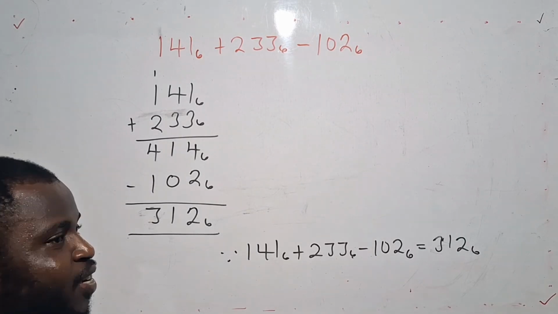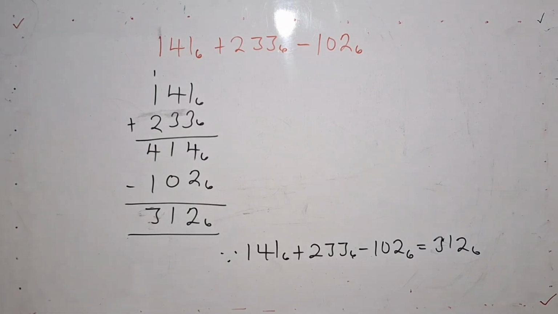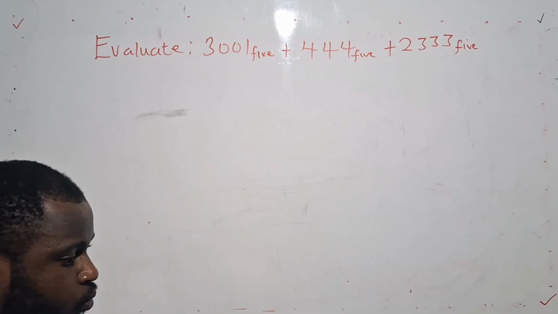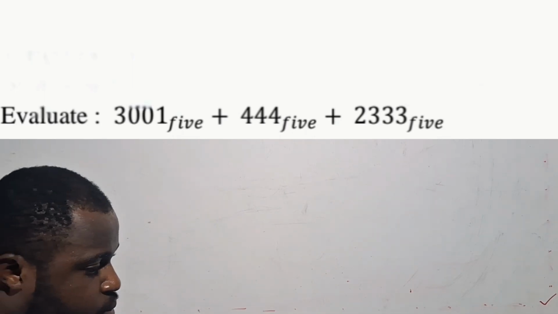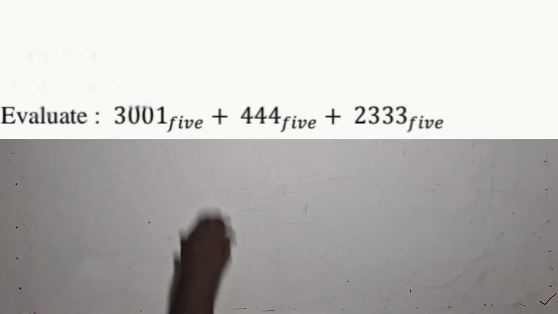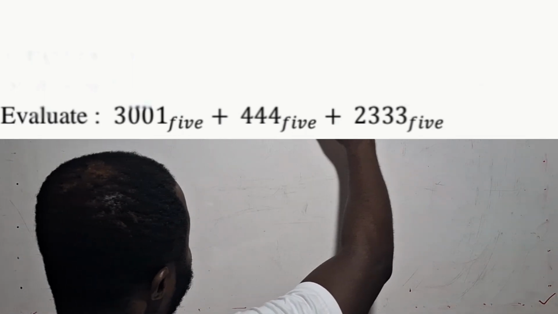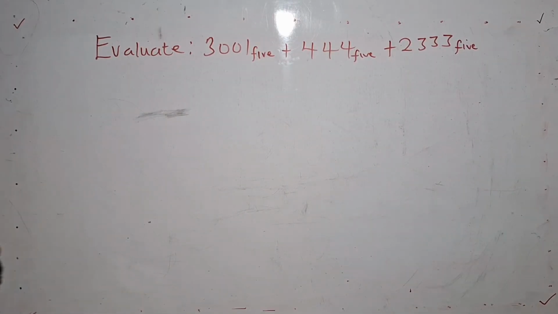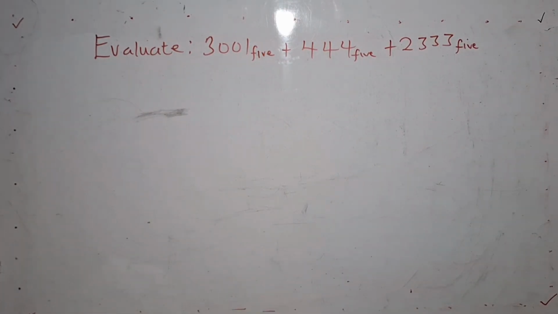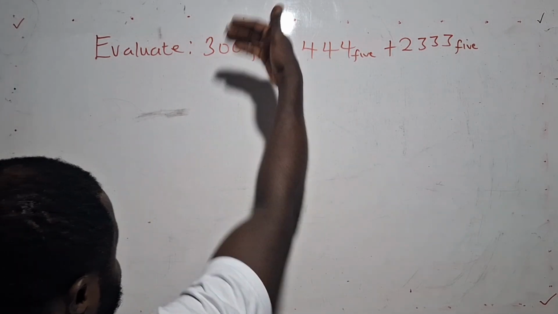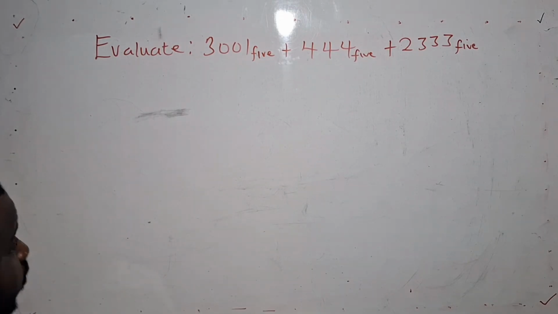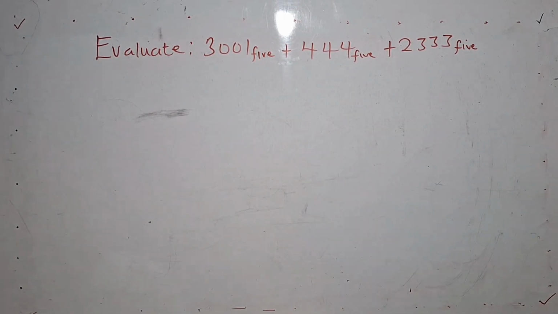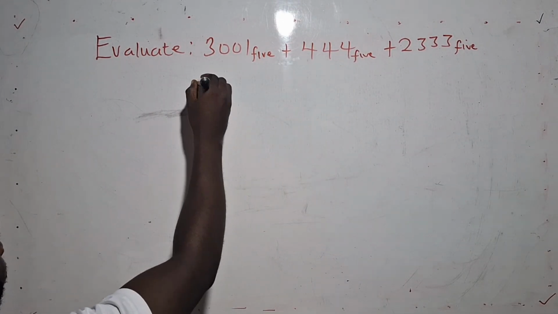So let's take the next question on this. We have to evaluate 3001 base 5, 444 base 5 and 233 base 5. These are 4 digits, 3 digits, and 3 digits. To make it easier, or to be on the safer side, I can arrange all the 4-digit numbers first, then bring the 3-digit figure down. Or I can just solve them as they appear.